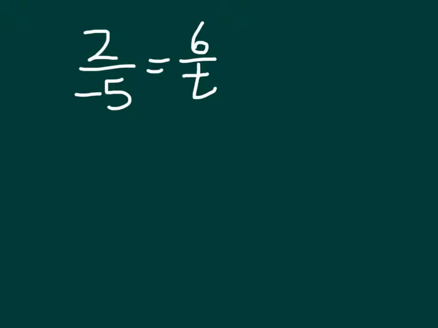Okay, this time we have 2 over negative 5 equals 6 over t. And as I said before, the first thing I always look for is to see if there's a relationship that will help me solve the exercise more easily. This time, we see the 2 and the 6 have a relationship. 6 is 3 times 2. So that means that the t is going to be 3 times negative 5, which would be negative 15. And we've already got our answer.